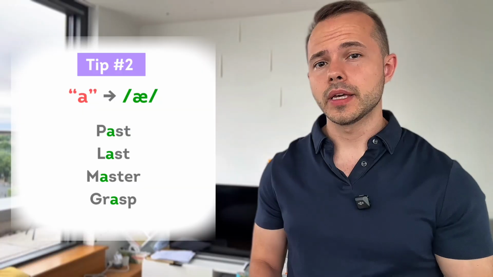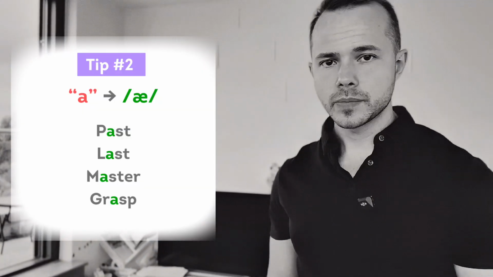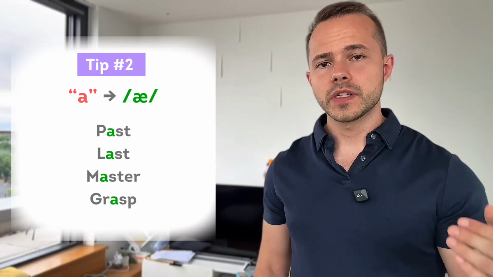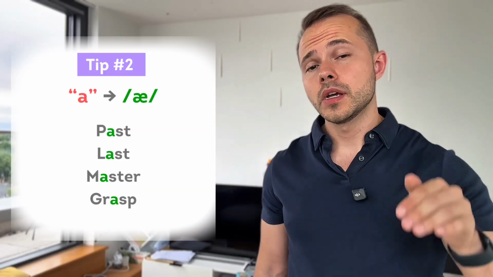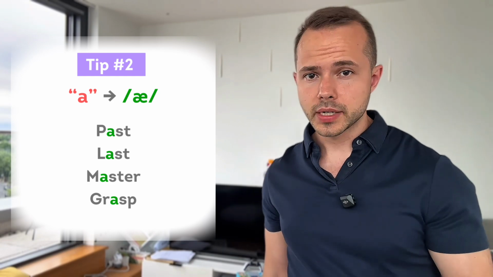Tip number 2, read the letter A as a in many words. So many non-native speakers have this habit of reading the letter A in words like these as a central vowel, uh. So they would normally say something like bust, lust, muster, grasp, and so on, where the tongue for the vowel remains in the middle part of your mouth. It's just for most non-native speakers.